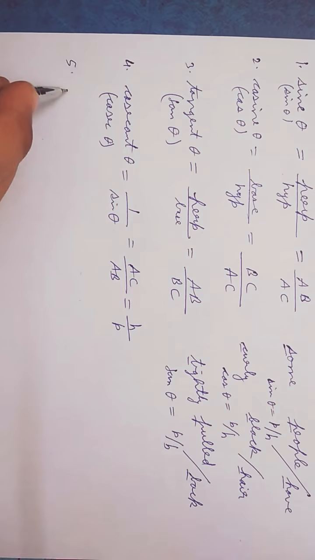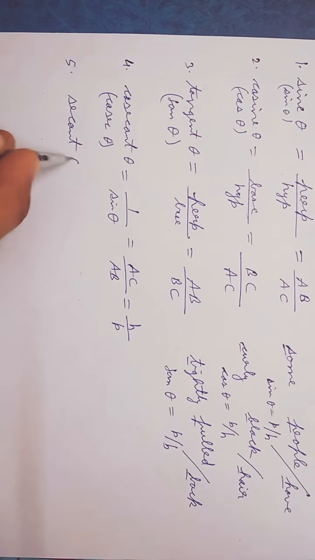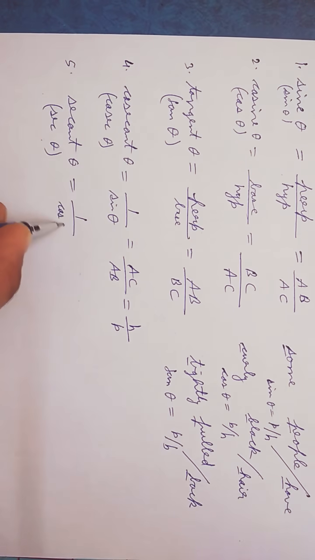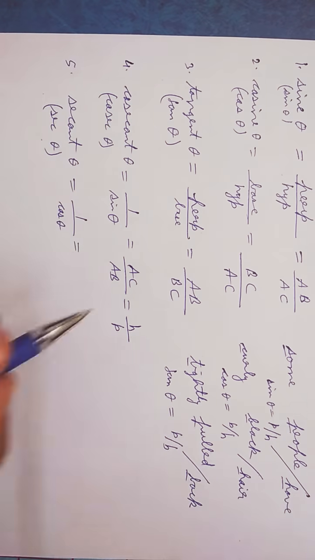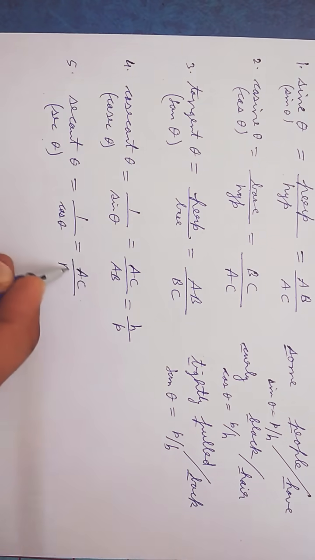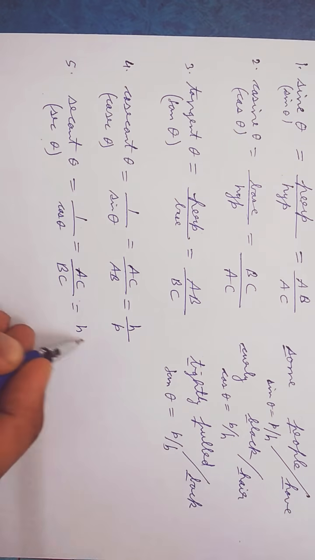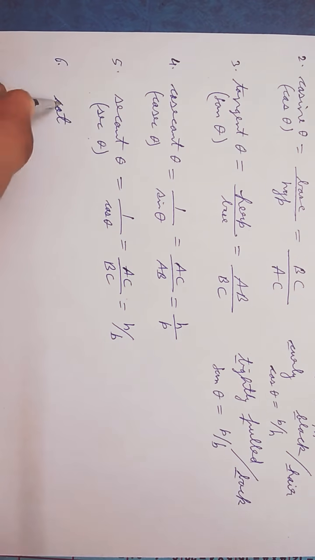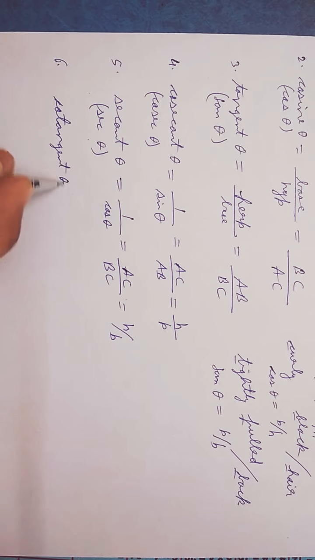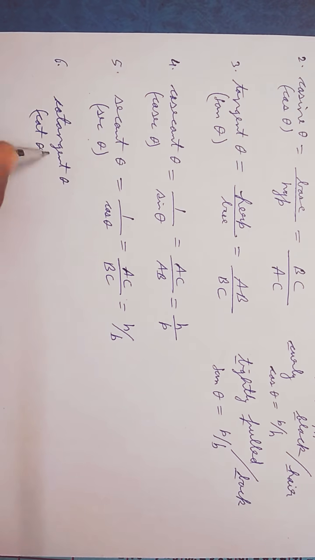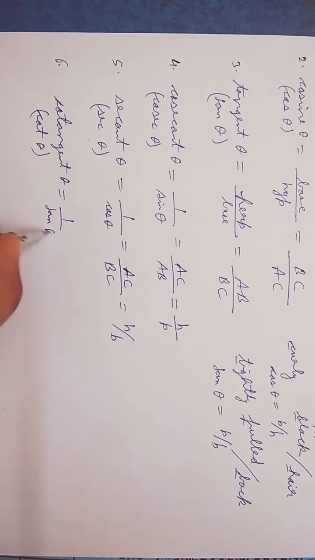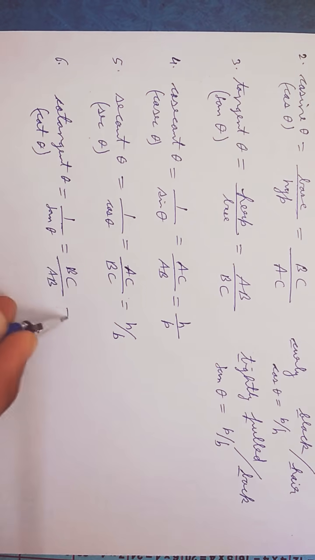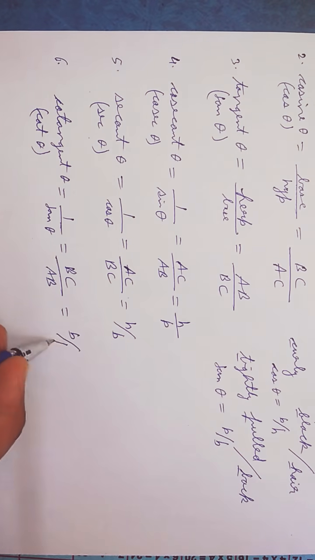The fifth one is secant theta, in short called sec theta, the inverse of cos theta. Cos theta was BC by AC, so this shall be AC by BC. Cos theta was B by H, so this will be H by B. And the last one is cotangent theta, in short called cot theta, C-O-T. Inverse of tan theta, which was AB by BC, so this will be BC by AB. Tan theta was P by B, this shall be B by P.